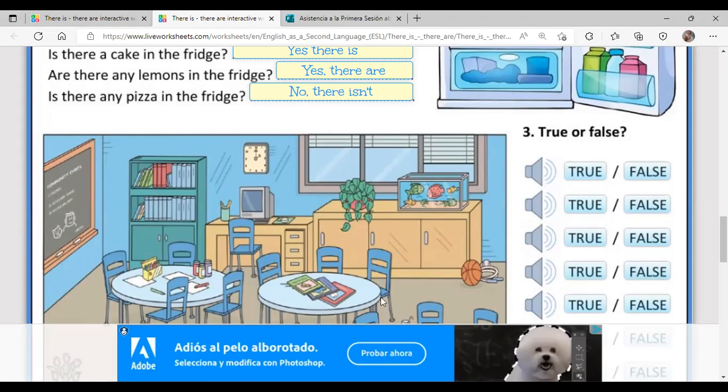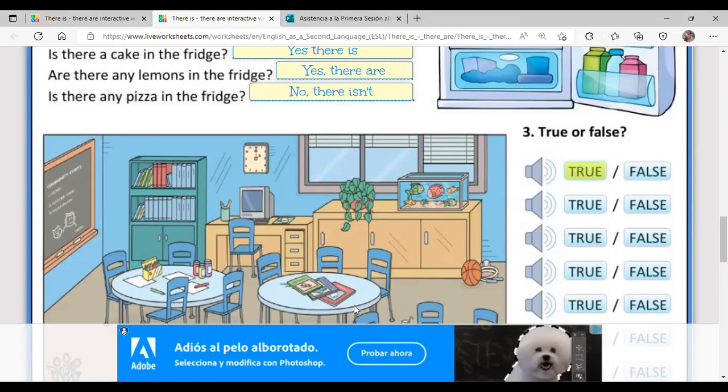There are 2 windows in the classroom. True or false? I cannot see it. No sé, pero no lo puedo.